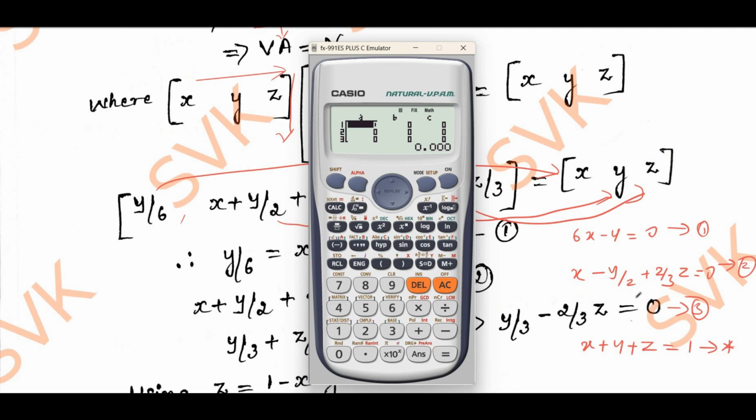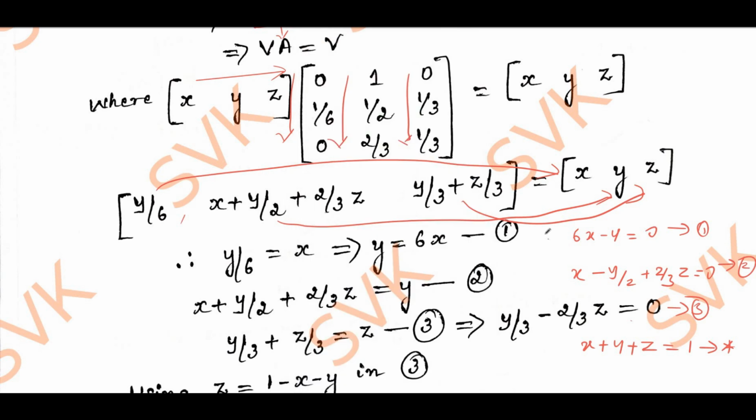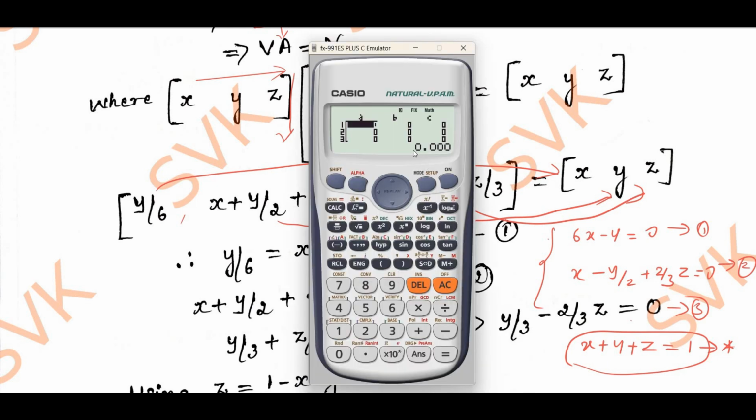Out of these four equations, you can consider any three equations by leaving any one equation out of 1, 2, 3. You need to compulsorily consider equation star and any two equations from 1, 2, 3. So I am going with 1, 2 and equation star.